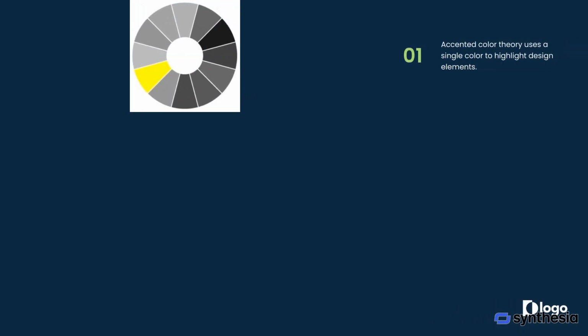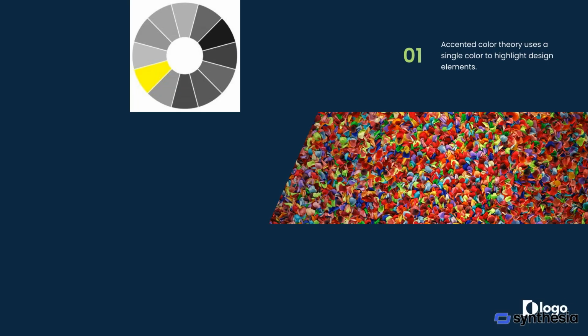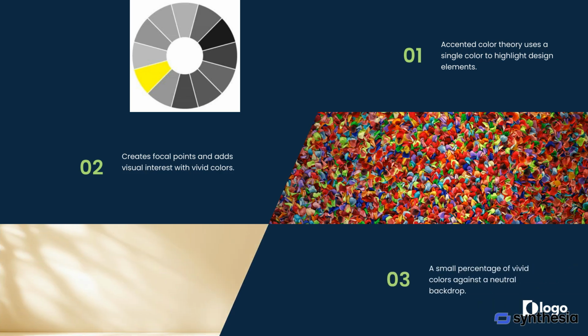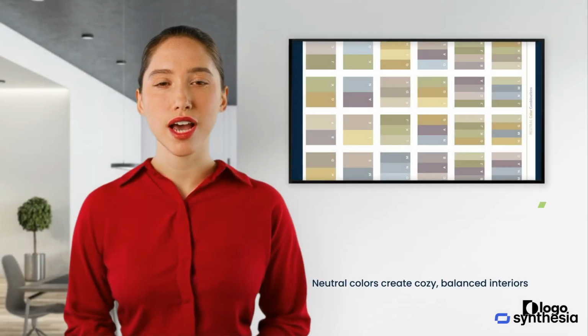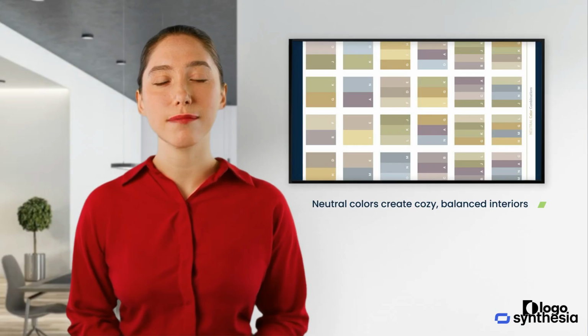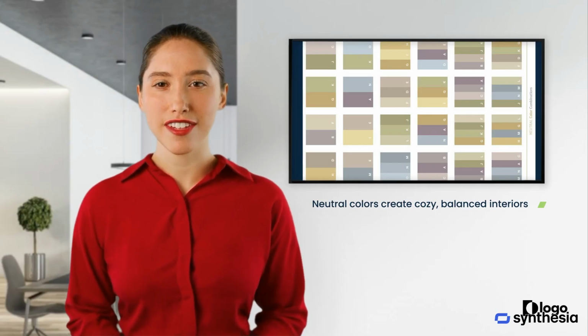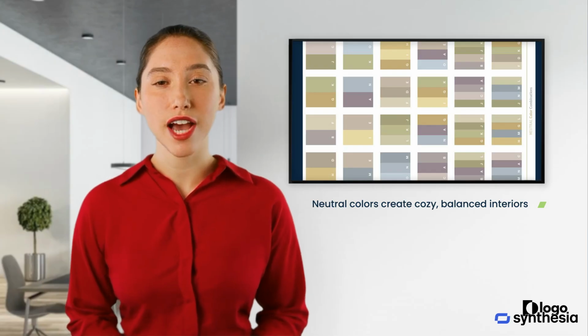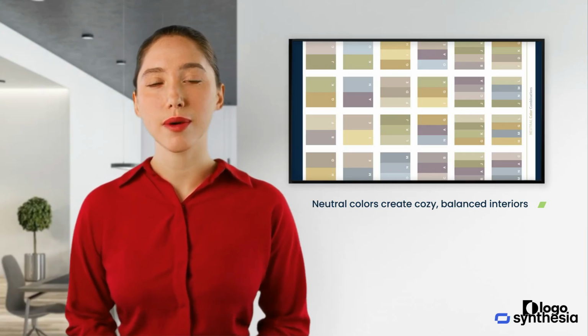Accented color theory involves using a single color to highlight specific design elements. This technique creates focal points and adds visual interest, often using a small percentage of vivid colors against a neutral backdrop. Neutral colors like beige, cream, and taupe are versatile and create cozy, balanced interiors. They serve as smooth backgrounds, allowing for a variety of looks from classic to contemporary while maintaining harmony.